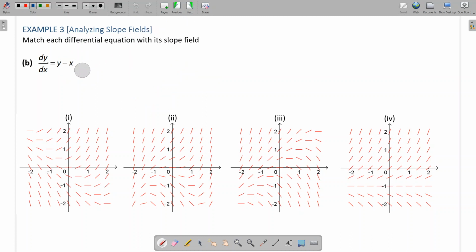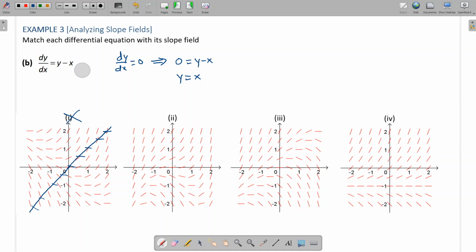Okay, so this one says dy/dx equals y minus x. I would start the same way. dy/dx, when is it 0? Well, in order for it to be 0, 0 would have to be y minus x. In other words, y would have to equal x. So this is the line dividing the plane in half, like this line right here. We're saying along that line, the slopes should always be 0. We should have horizontal tangents like this along that line. Well, this picture definitely does not have that, so it's out.